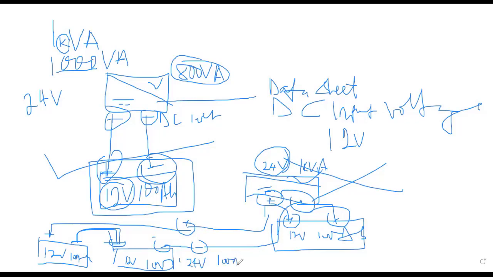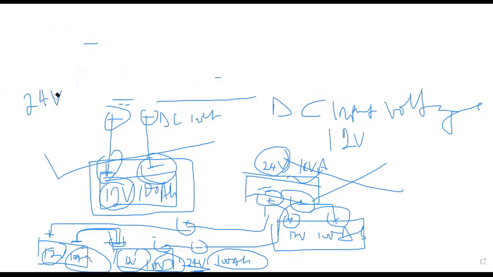100 amp hour battery. If you connect in series, the voltage will add up, 12 plus 12, 24, while the amp hour will remain the same. I hope we are following. So let me wipe this off.